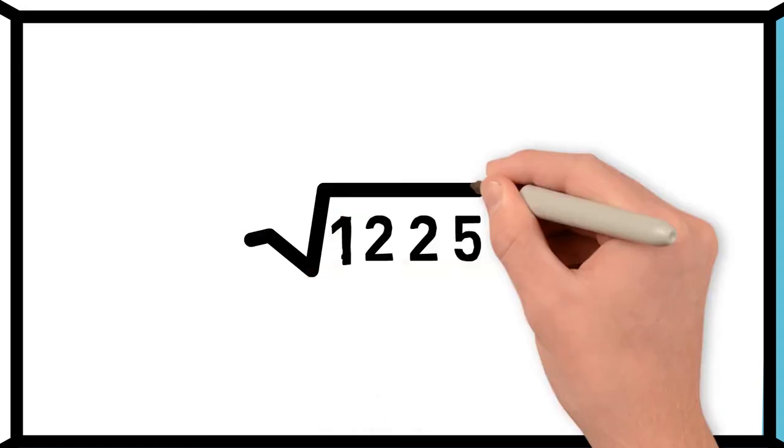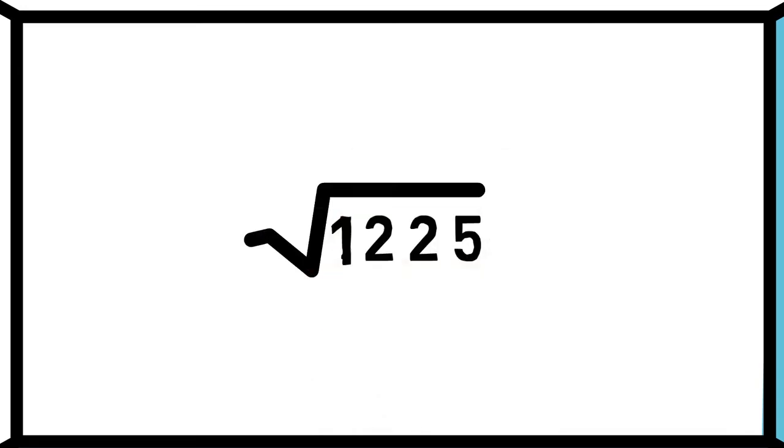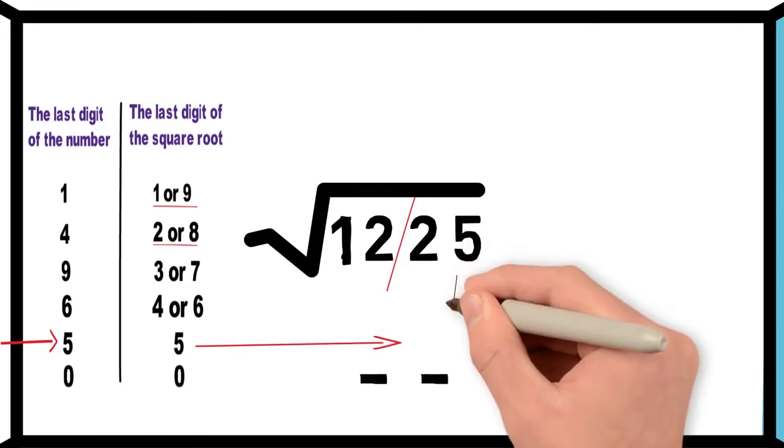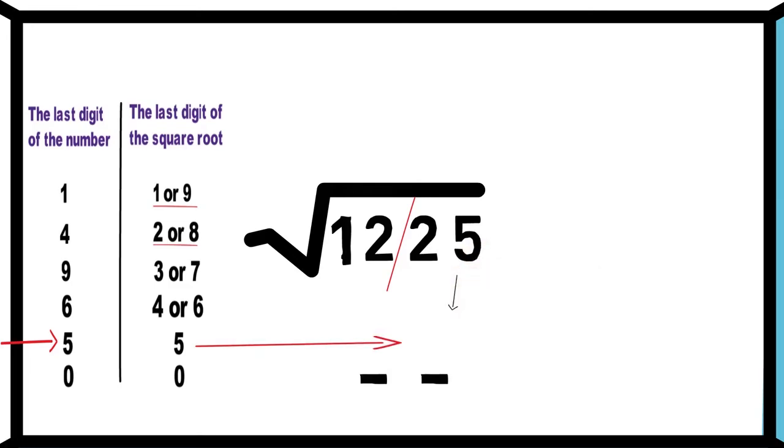Let's find out the square root of 1225. The answer will take 2 places. First of all, we separate the last 2 digits from the starting digits. From the table, if the last digit of the number is 5, then the last digit of its square root will be 5. It means the last digit of our answer is 5.